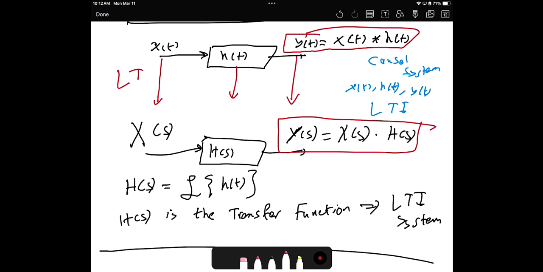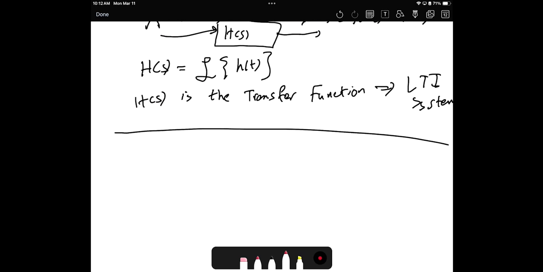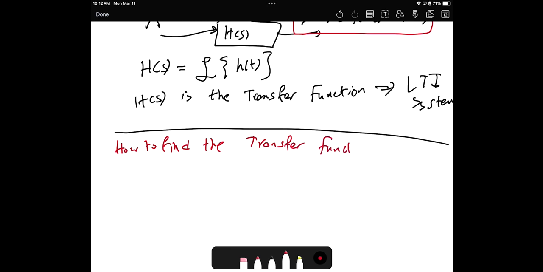I can find y of t. No matter what's x of t, if I know how to do the Laplace transformation, that's fine. The other thing, which is how to find Laplace inverse, is by using partial fraction expansion. So how to find the transfer function? The transfer function, again, is the Laplace transformation of h of t.